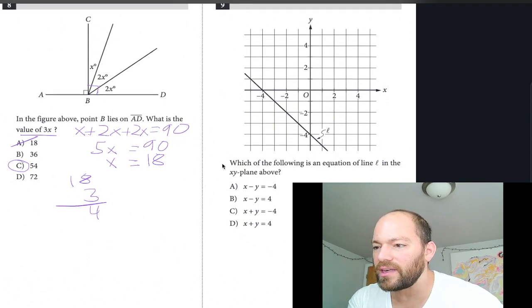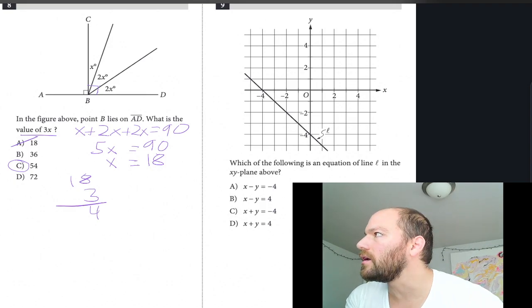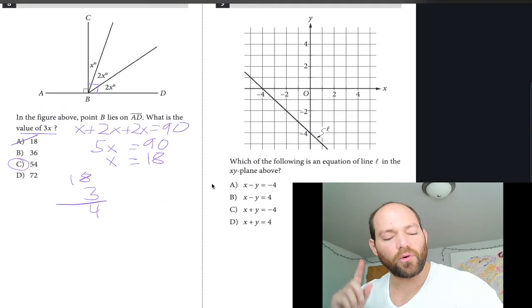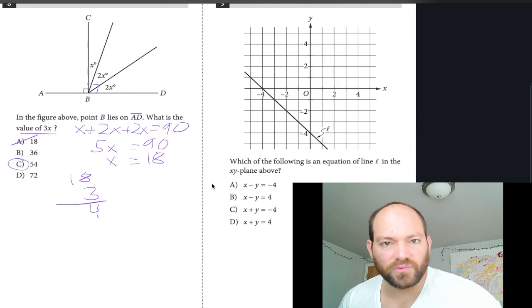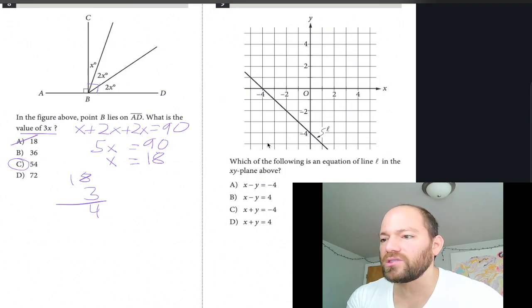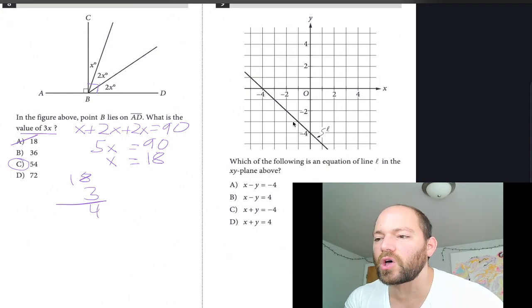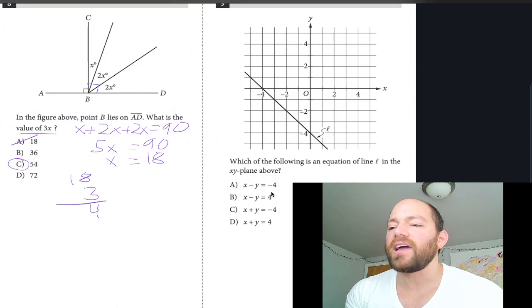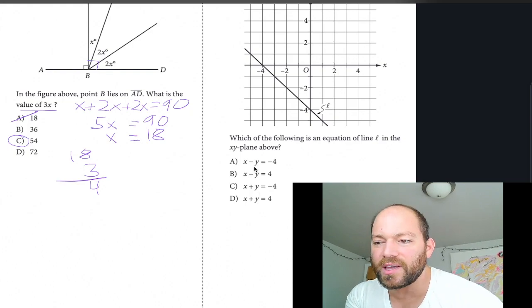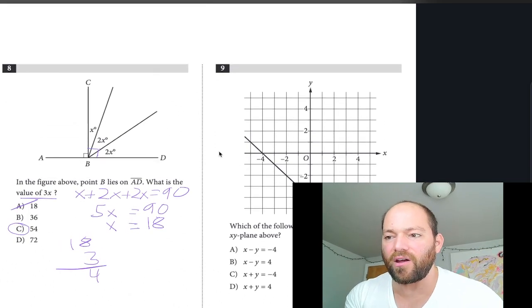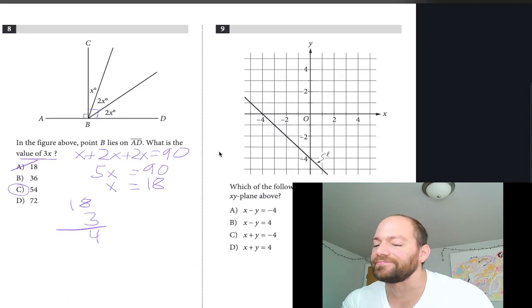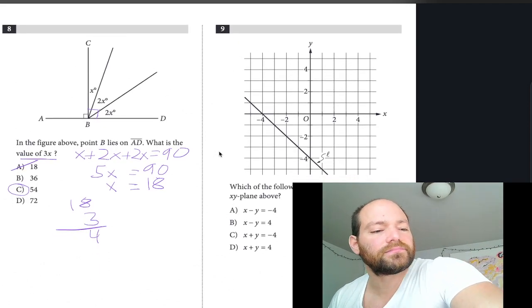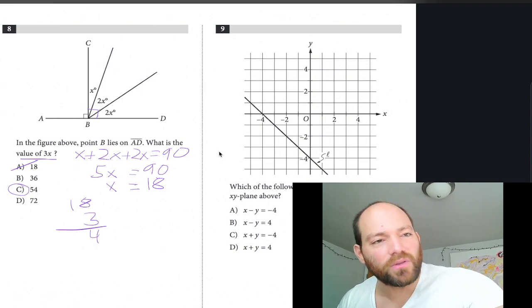Which of the following is an equation of line L in the xy plane above? Now, once again, there's different things we could do here. The broke way to handle this would be to observe this line, calculate the slope, observe the y-intercept, create a y equals mx plus b equation, then get all of these equations into y equals mx plus b form and figure it out from there. Just match up which one's which. That's fine. But you know what? No, it's not fine.